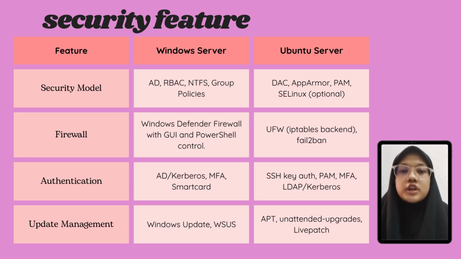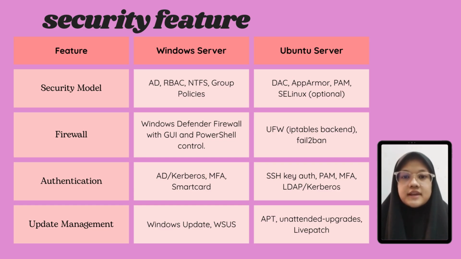Next, the firewall. Windows has Windows Defender Firewall managed through a GUI or PowerShell with tight integration into Group Policy. Ubuntu relies on UFW, a simple CLI tool with advanced backend options like iptables or nftables, and can be enhanced with tools like fail2ban. For authentication, Windows integrates with Active Directory, supports Kerberos, SSO, MFA, and tools like Credential Guard and Windows Hello. Ubuntu uses PAM, supporting SSH keys, LDAP, and MFA tools like Google Authenticator or YubiKey.